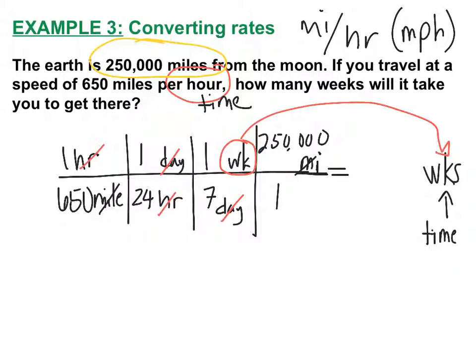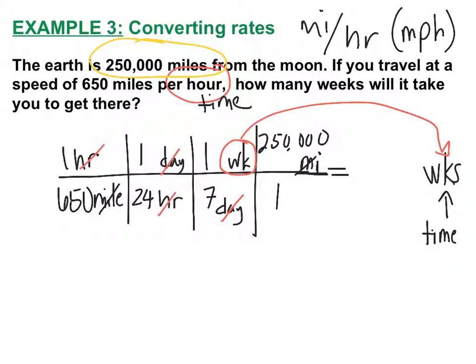So we multiply across the top. Yes, when you multiply by 1, nothing happens, but I think you should get into the habit of doing it. So 1 times 1 times 1 times 250,000. Make sure you have 4 zeros there. Hit enter or equals. And then you're going to divide across the bottom.